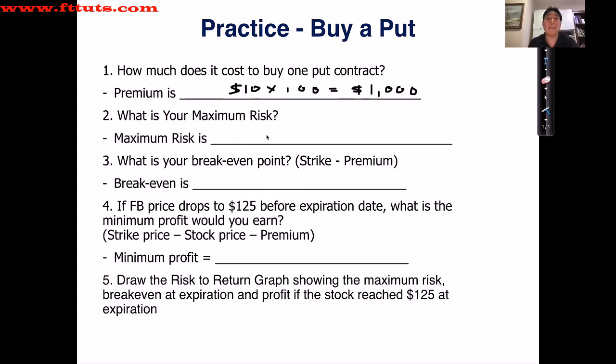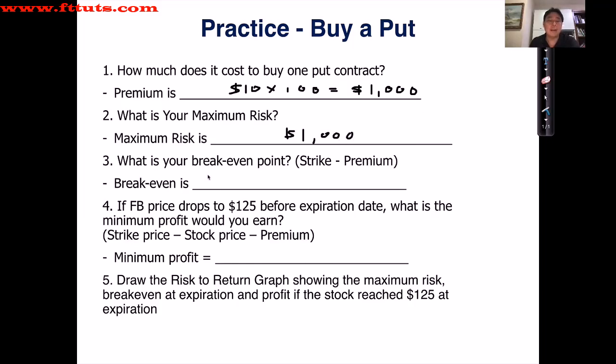All right. So what's your maximum risk? If you don't do anything, you allow the puts to expire worthless. At expiration, you lose your entire premium. So the maximum risk is the total premium you pay, which is $1,000. Have you got that? Great.